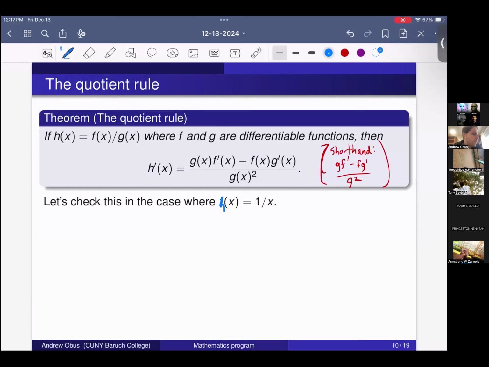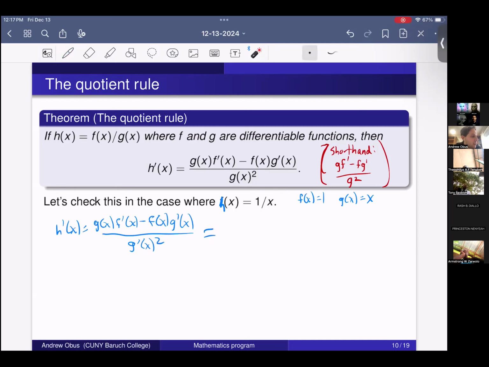Okay, so let's check this. Let's evaluate the derivative of 1 over x using this formula. If h of x is 1 over x, we have that f of x is equal to 1 and g of x is equal to x, right? That's f of x is the numerator and g of x is the denominator. So we have that h prime of x is equal to g of x f prime of x minus f of x g prime of x divided by g of x squared. This is just the formula. So let's write down what this actually is. Well, g of x is x.